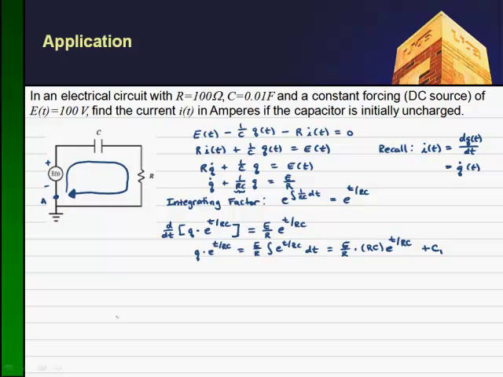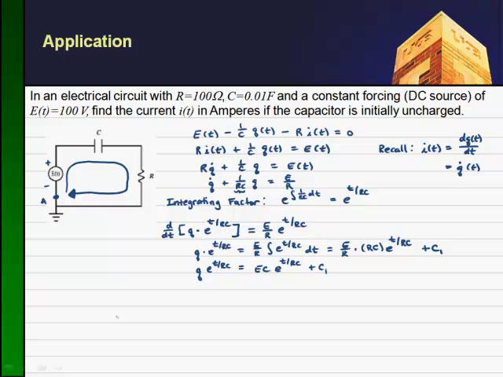Okay, and notice that I could have distributed the E over R to the constant term, but again, it just becomes another constant anyway, and I won't really determine it until I apply some initial condition. So if I write this out, I'll get q e to the t over RC is equal to E over R times RC, so this gives me EC times e to the t over RC plus C1.